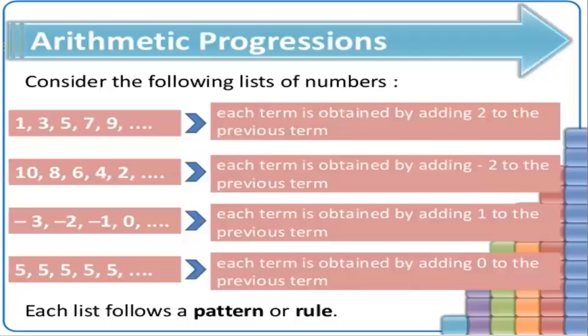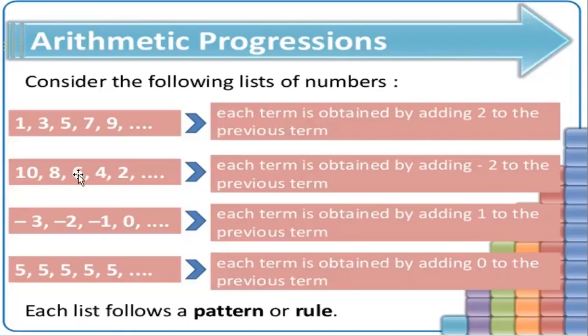So students, these lists of numbers follow arithmetic progression. Kaise? Because in this list of numbers 1, 3, 5, 7, 9, it follows a pattern that each term is obtained by adding 2 to the previous term. A fixed number 2 is added to the previous term to get the next number in the sequence.